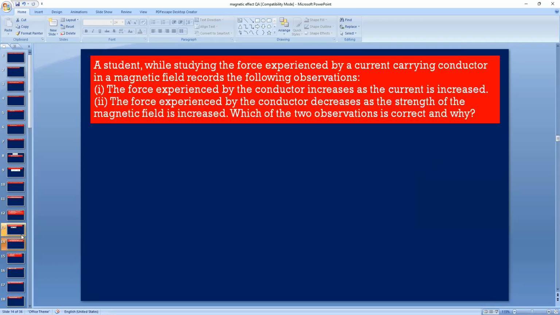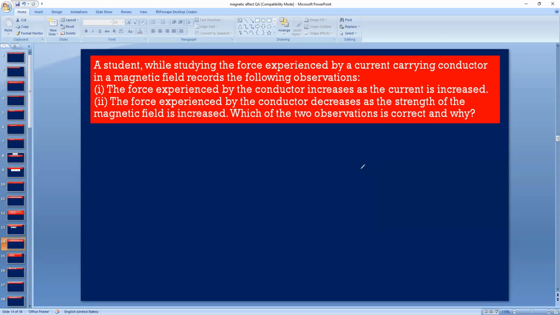Next, a student while studying the force experienced by a current carrying conductor in a magnetic field records the following observations. The force experienced by the conductor increases as the current is increased. The force experienced by the conductor decreases as the strength of the magnetic field is increased. Which of the two observations is correct and why?